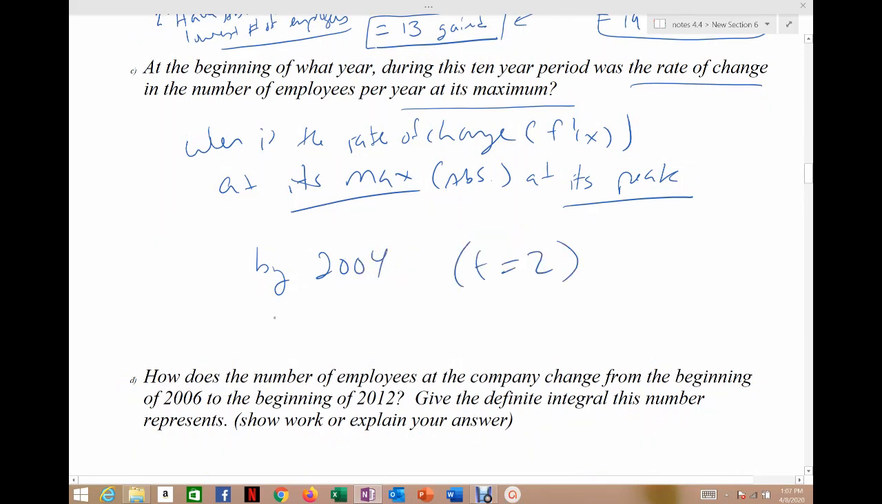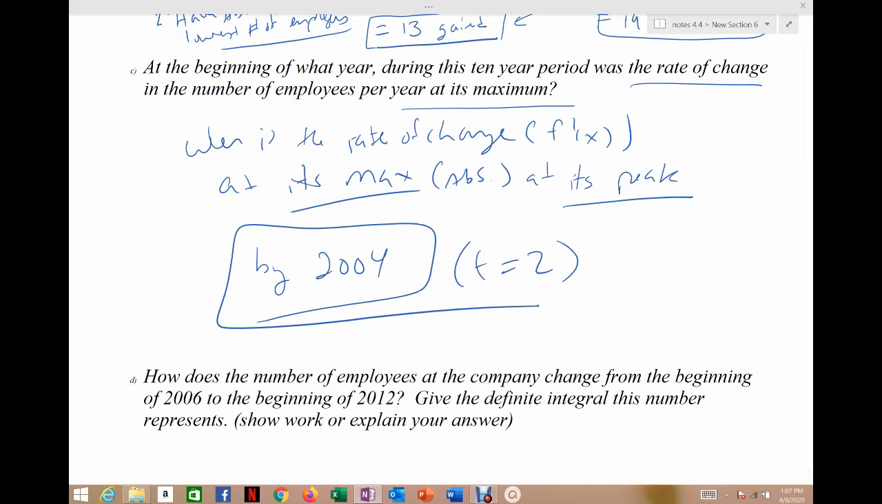Which would be time 2, but they asked me for what year. So 2004 would be when this company is growing really fast. They're adding the most employees that year, right? That's the biggest rate of growth for my employees.